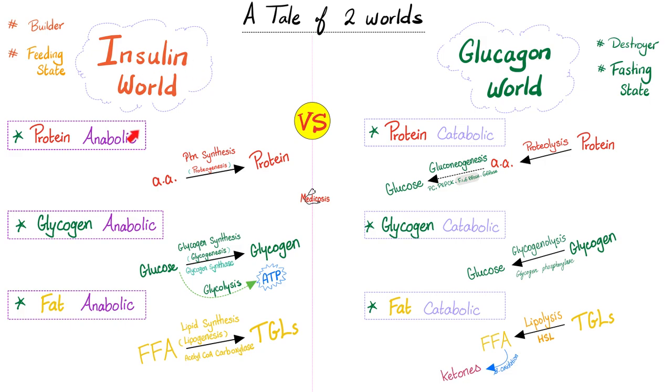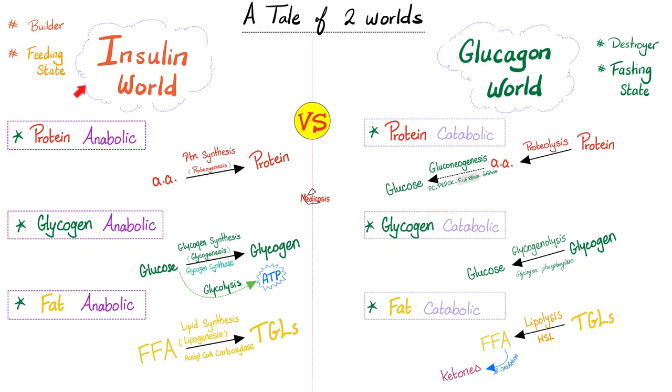Insulin is the land of abundance. When you eat, when you are in the feeding state, well, you have too much stuff. So you can afford to store it for later. Amino acids can be built up into proteins. Glucose will be built up into glycogen, i.e. the small sugar will be converted to the big sugar for storage. Use me for the now, glycolysis, or store me for the morrow, glycogen synthesis or glycogenesis. And let's store the free fatty acids as big triglycerides. So insulin is anabolic. It's a builder.